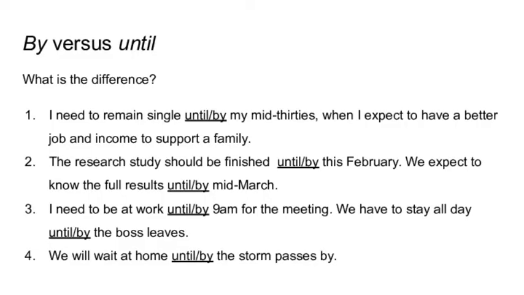The research study should be finished by this February, deadline. We will be working on it until February, so working stops in February, and it's supposed to be completed by February. We expect to know the results by mid-March. It takes time to analyze the data. By mid-March, we should know the results of the experiment or the research. That's when you expect something, or a deadline.